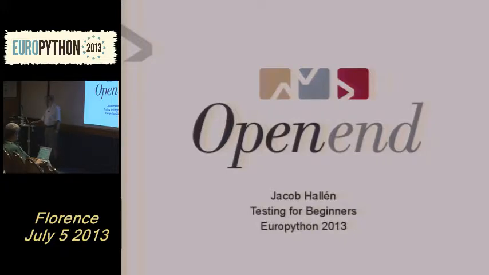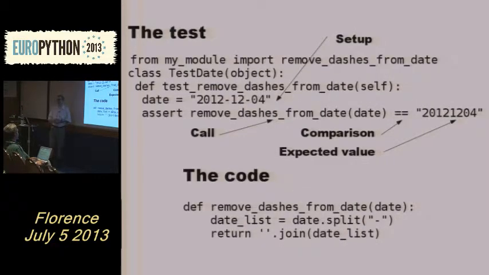Good morning and welcome to this talk about testing. I'm going to start it with an actual test out of code that we have written in our company. It tests something very simple. It's a function where we have a date format with dashes in, and this removes the dashes from the format. And a test has the anatomy that it has some sort of setup, then you do a call into the code, then you do a comparison, and then you have an expected value. And that is the general setup of what a test is.